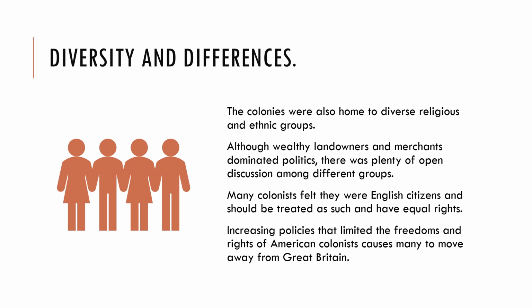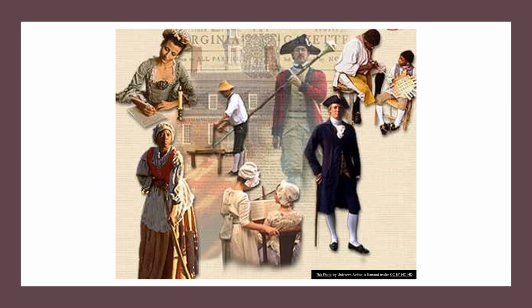Now, many colonists felt they were English citizens and that they should be treated as such. They were part of the British Empire. They felt they should have the same rights and privileges as British citizens, but the British Empire doesn't want to treat them that way. And this is going to begin to lead to a lot of conflict and tension between the American colonists and Great Britain. So increasing policies that limited the freedoms and rights of American colonists caused many to move away from Great Britain, and this is going to push us towards what we'll be discussing later on, the American Revolution.